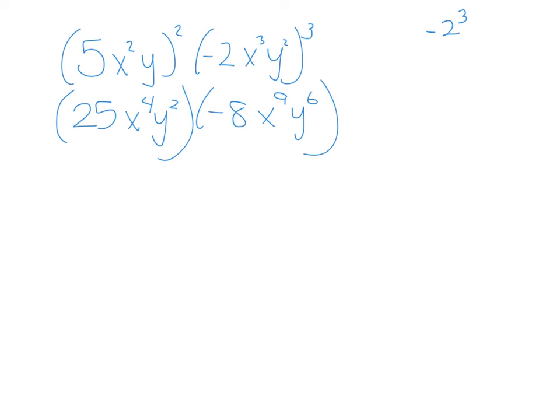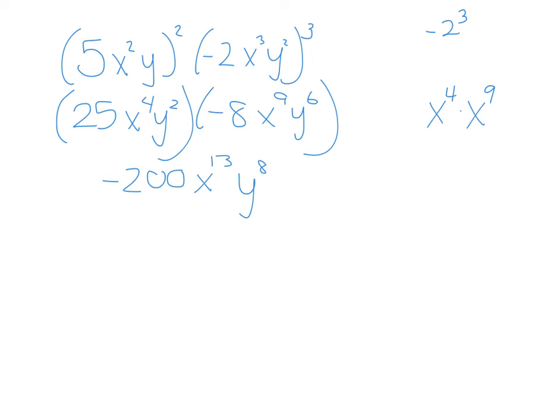Now I've got to multiply 25 times negative 8, which is negative 200. Now I'm adding exponents because I have x to the fourth times x to the ninth. That's x to the 13th. Y to the 8th.